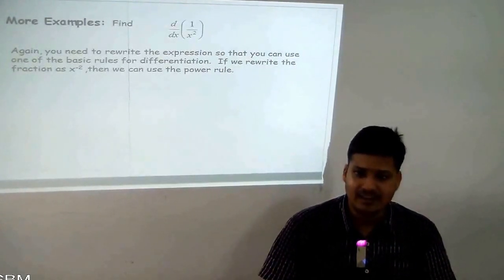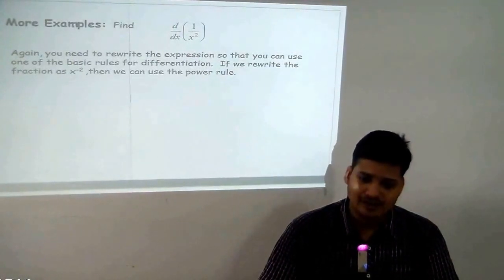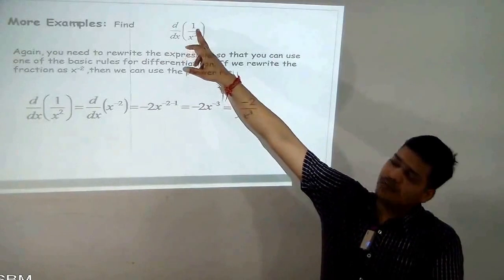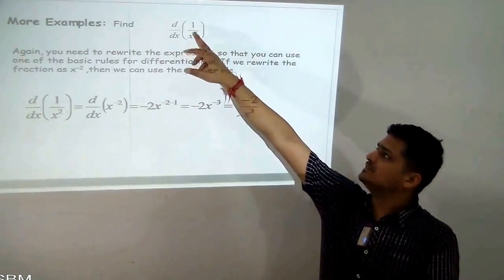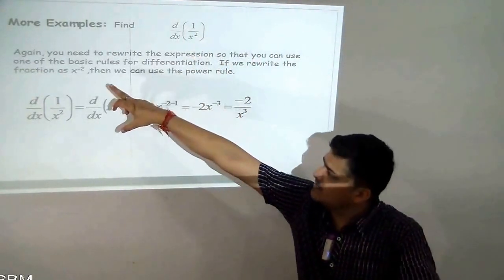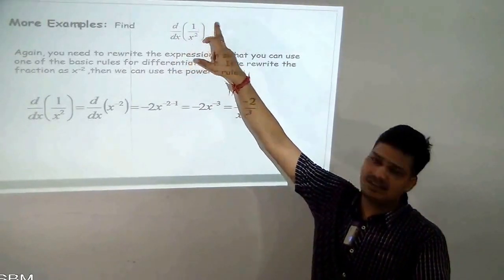Now we have to find d/dx of 1 by x square. How to solve this? For this, we can write that x to the power 2 in the denominator, when it goes to the numerator, becomes x to the power minus 2. So we have to solve the value of d/dx of x to the power minus 2.